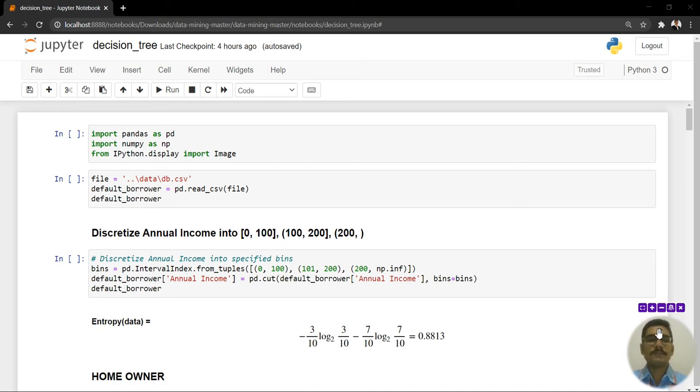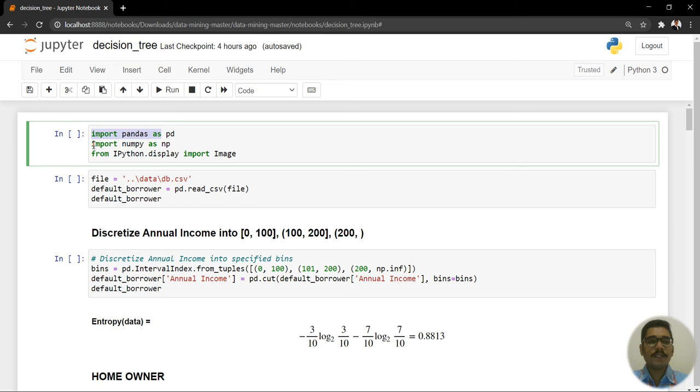Okay, so let's begin. For this I have pandas, I have numpy, and this is just for displaying some of the images, because some of the images I have drawn in MS Paint and pasted here. It may happen that they may not render properly, so for that I use this IPython display import image.